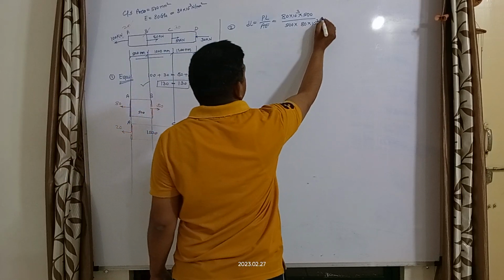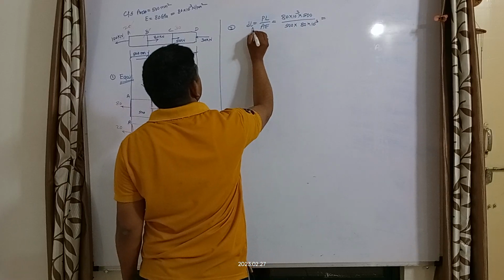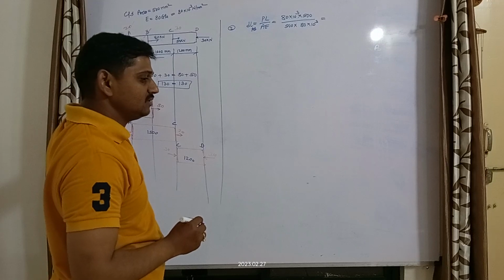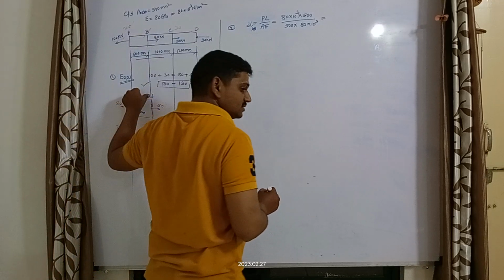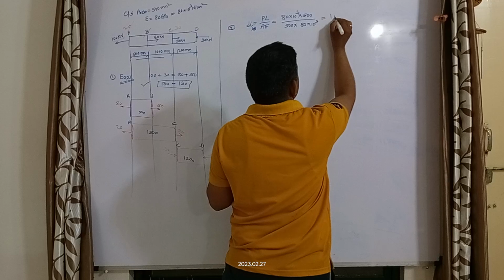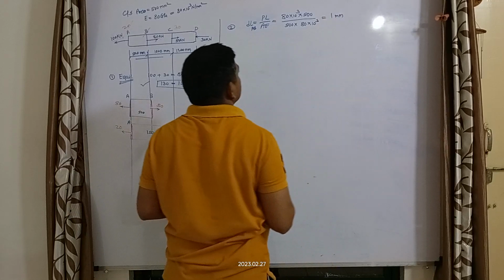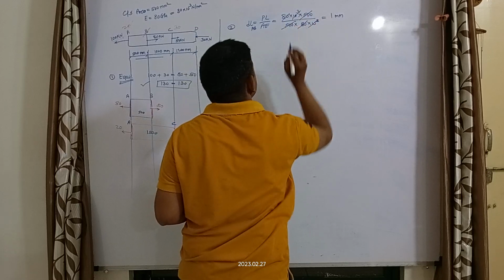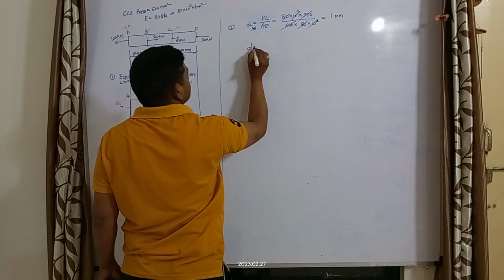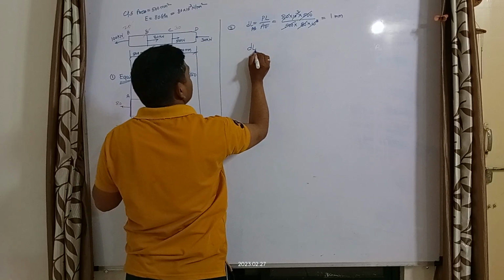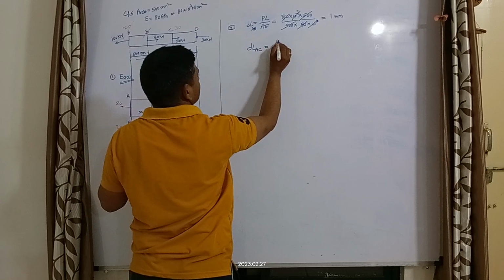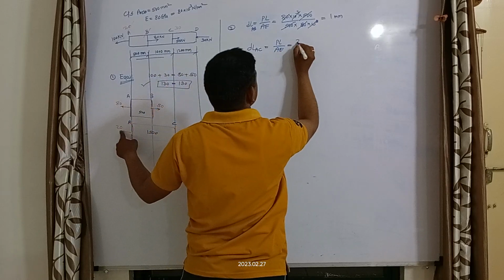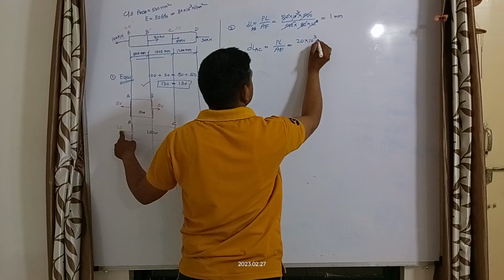8 into 10 raised to 3 Newton per mm square. Now we can easily calculate the change in length for the AB section. This will give the answer as 1 mm. Now calculate the change in length for section AC, which is nothing but PL by AE. P is 20 here, 20 into 10 raised to 3.